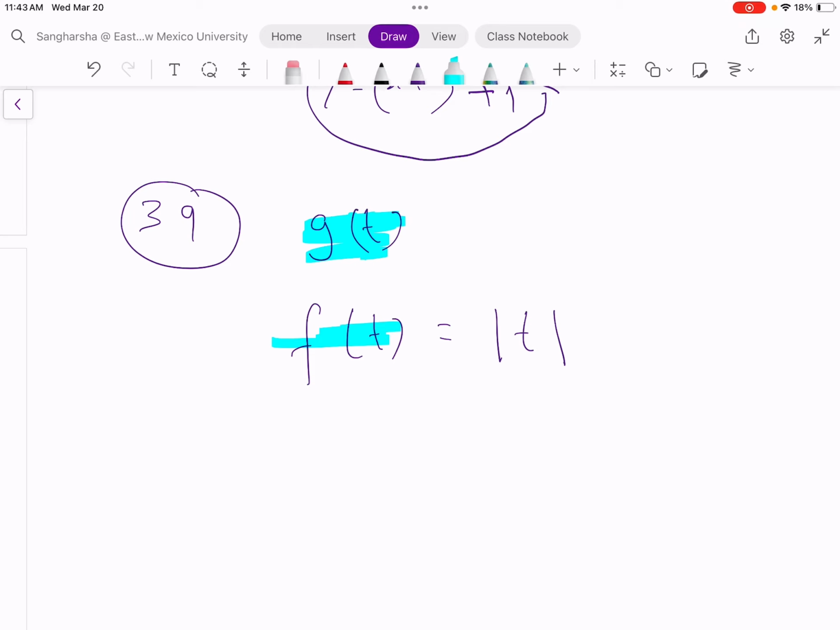Replace t by t plus 4, to the left. So our f of t becomes the absolute value of t plus 4, and then down 3 units, minus 3. Down 3 means minus 3, and this is our g of t.